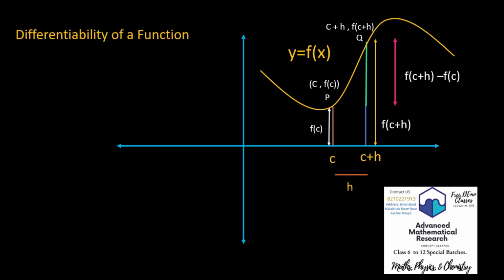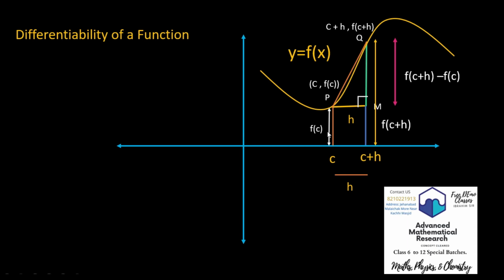Now what will be my base? This base will become h. And this height is f of c plus h minus f of c. Now we have been given a secant line, that is PQ. You can see that the hypotenuse is my secant line. Why? Because we are forming a right angle triangle, and this right angle triangle will be QPM, right angled at M.